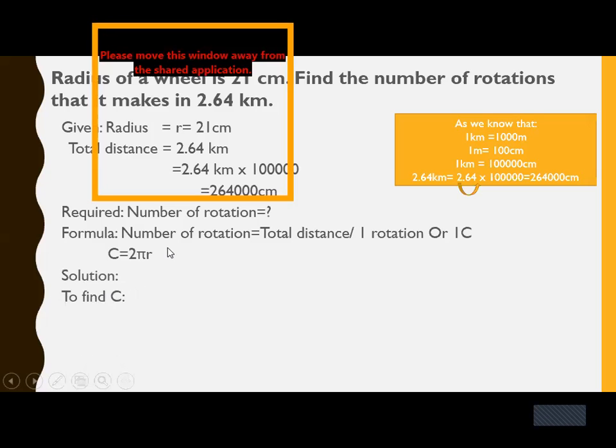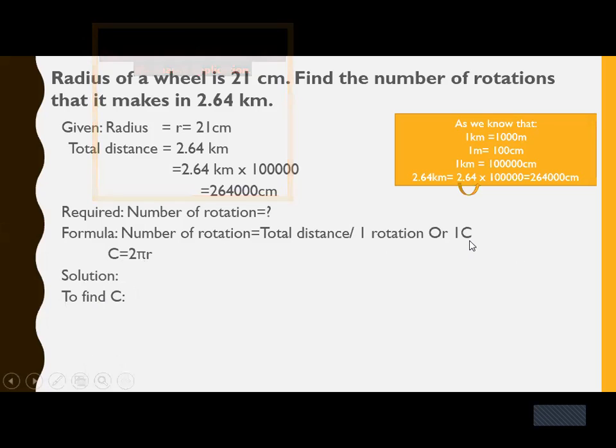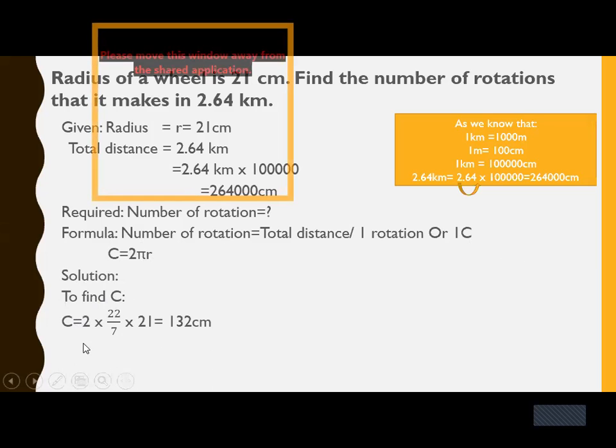Now let's start with the solution. First, we have to find the circumference. Before finding the number of rotation, we have to find the circumference, because in this equation circumference is unknown. So let's find C. C is equal to 2, pi value is 22 over 7, and here R is equal to 21. 7 ones are 7, 7 threes are 21. When we multiply 2, 22 and 3, we get the answer 132 centimeters.